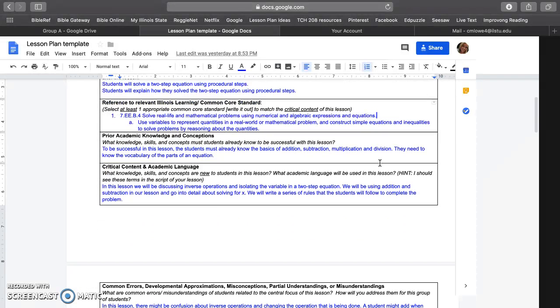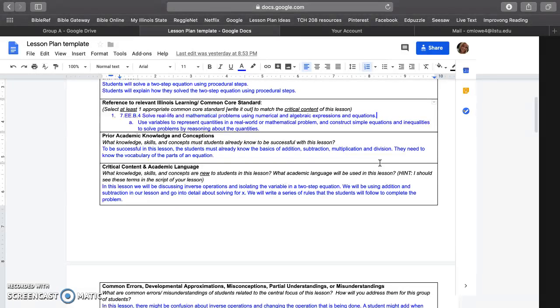So our prior knowledge that you need to be able to know, which we will be reviewing during the I do part of the lesson plan when the teacher is modeling, is to understand inverse operations for addition, subtraction, multiplication, and division. We also wanted to incorporate vocabulary of terms that are in an equation. So during the I do, again, we'll be using that vocabulary for review along with the inverse operations.